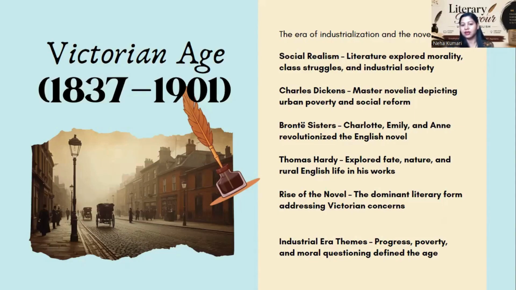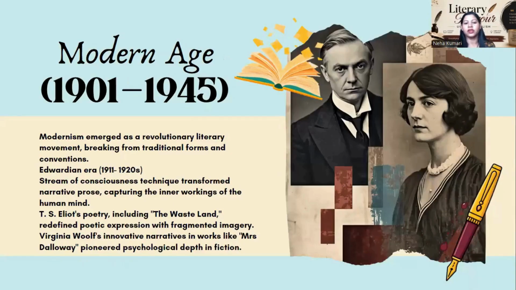Charles Dickens exposed social injustices through his fiction, while Thomas Hardy explored the conflict between the individual and society. The Bronte sisters, George Eliot, Robert Browning, and Alfred Tennyson were also equally contributing to Victorian literature. Victorian writers often grappled with questions of faith, morality, science, and social responsibility. And after this particular age, the modern age followed.